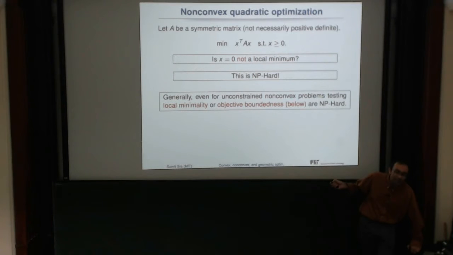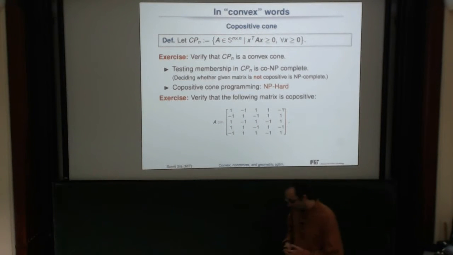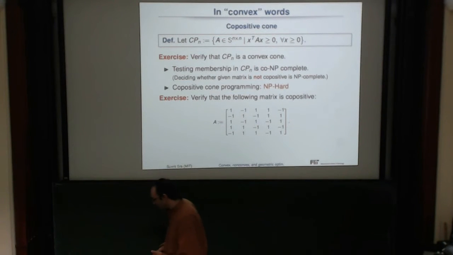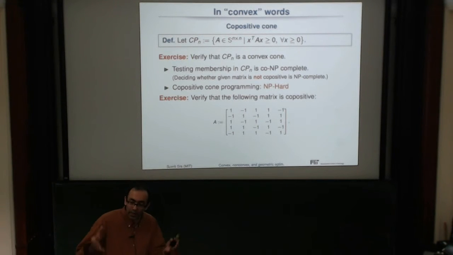Essentially the same example here, but in convex language, is this one. So let's use some convex language. I don't know how many of you have seen this before. There's a convex cone called the copositive cone. Like the non-negative orthant, that's a cone. The set of semi-definite matrices, that's a convex cone, if you remember how we defined a convex cone.